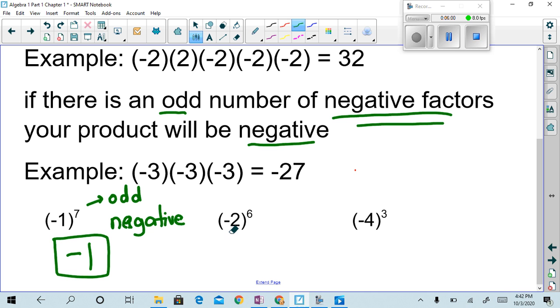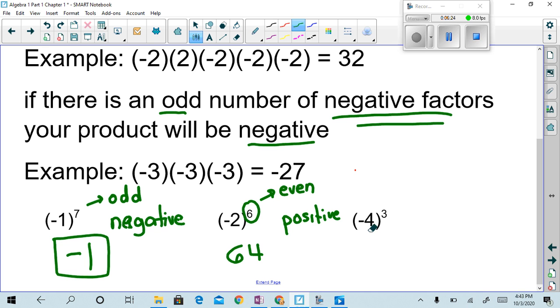I now have a base of negative 2, and this time I'm going to multiply it 6 times, which is an even number. So if I have an even number of negative factors, my product is going to be positive. So right away I already know the sign of my answer, and that's going to be a positive 64. 2 times 2 times 2 times 2 times 2 times 2.